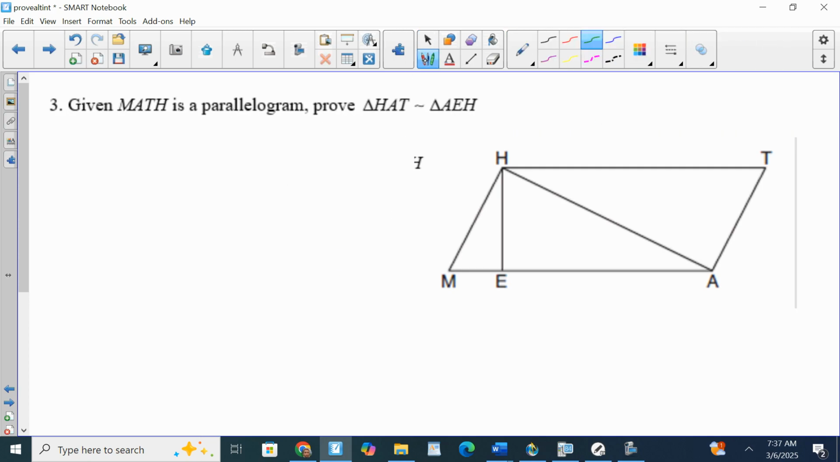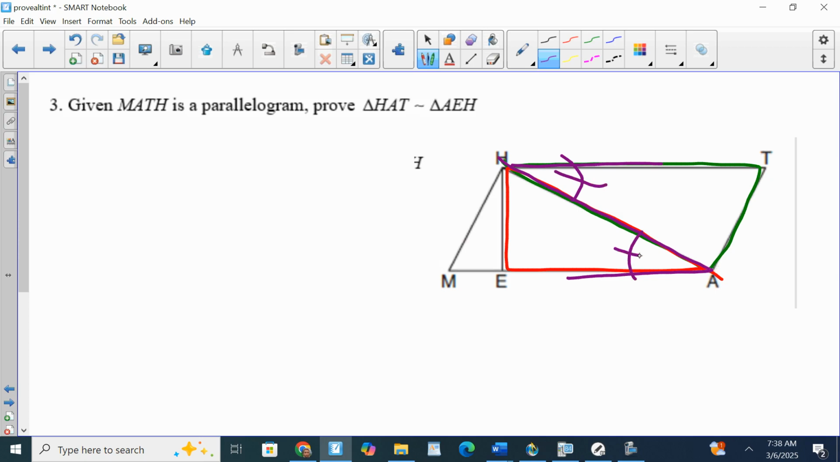HAT, HAT, AEH. It's giving me that it's a parallelogram. I'm looking for a diagonal or a transversal. There it is. There's my Z. There are my alternate interior angles.